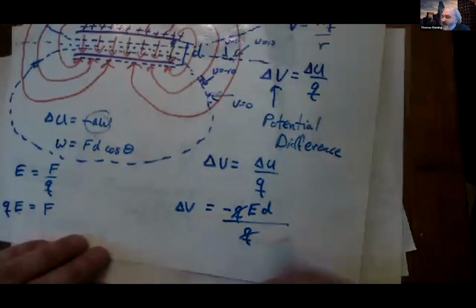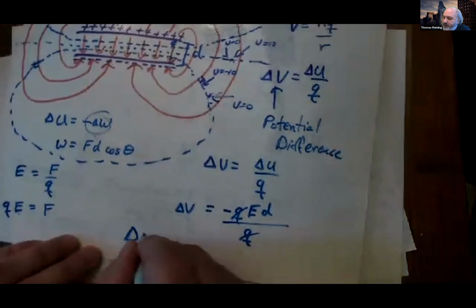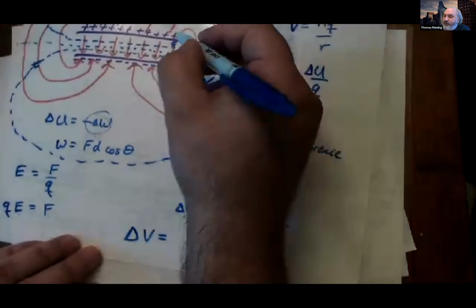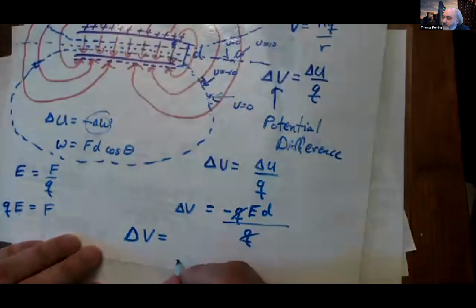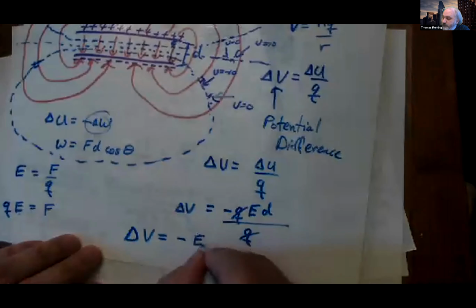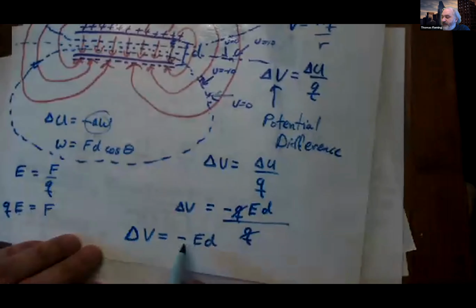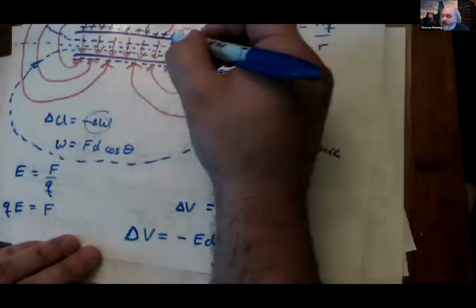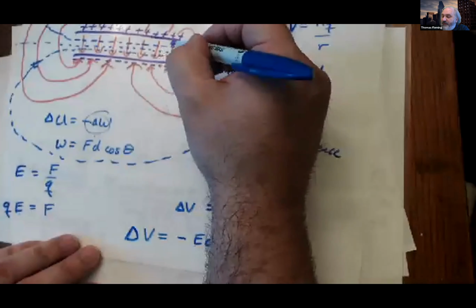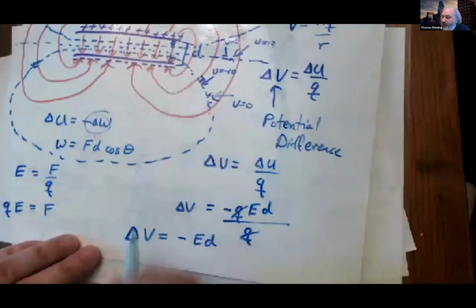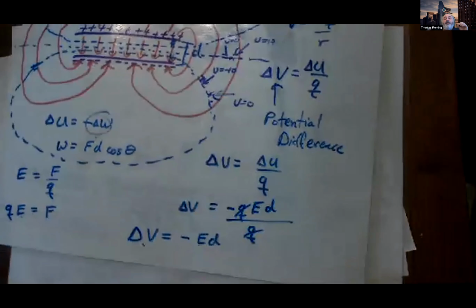So look what I've got right now. I've got a relationship between the difference in V from here to here and E times D. Now that minus sign is important. It means that if I go from here to here, and I'm going in the same direction as the electric field, delta V is negative. In other words, the electric potential always gets smaller if you go in the same direction as the electric field.